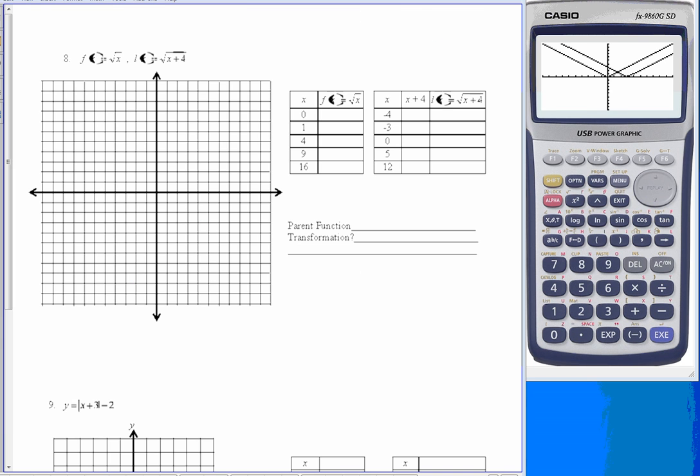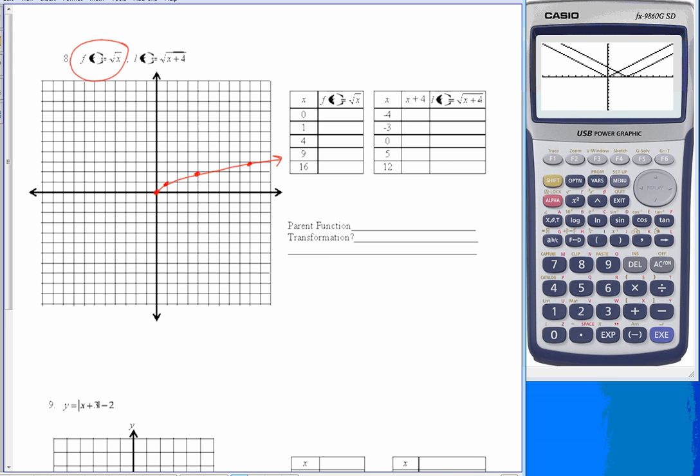Okay, let's turn over to number 8 here. On this one, they ask me to graph my parent function. And again, my square root of 0 was 0. Square root of 1 is 1. Square root of 4 is 2. Square root of 9 is 3. And that's how I get my parent function on there.